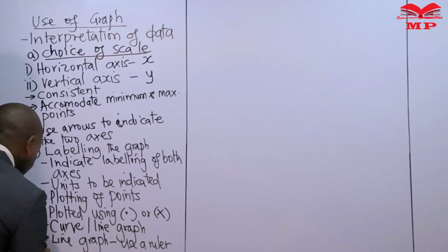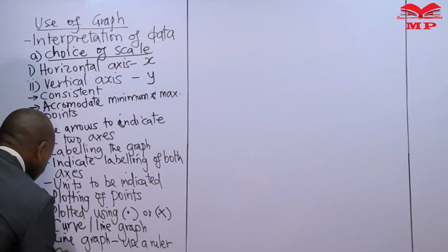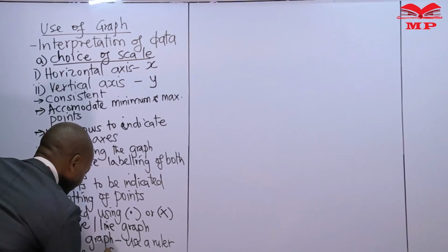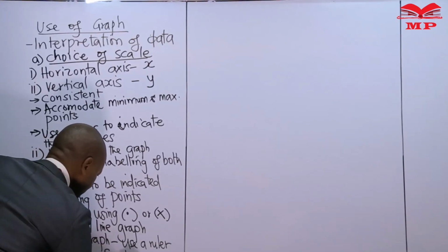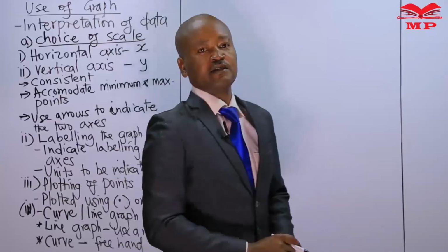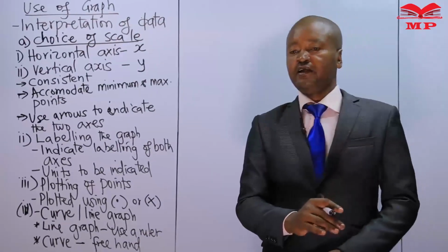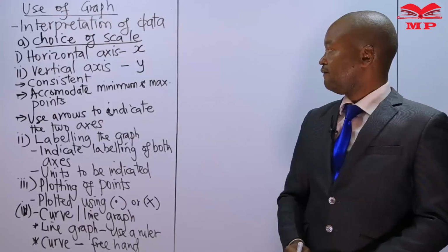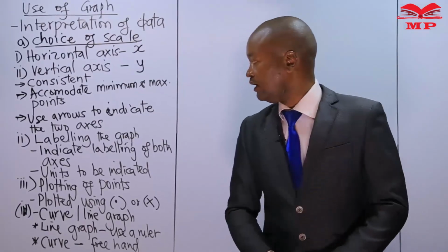But in biology, most of the graphs are curves, and if it's a curve, you join the points by using the free hand. So you just use the free hand to join the points. Faintly, then you will achieve that. So these are the four aspects of the graph.